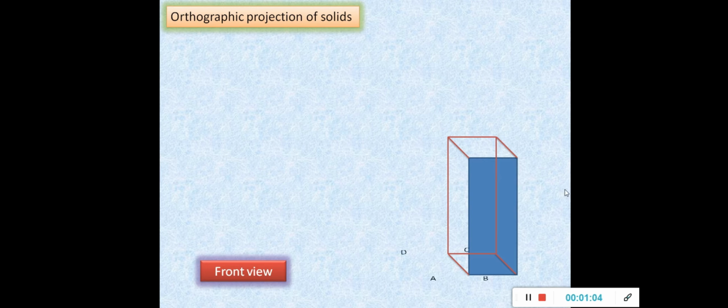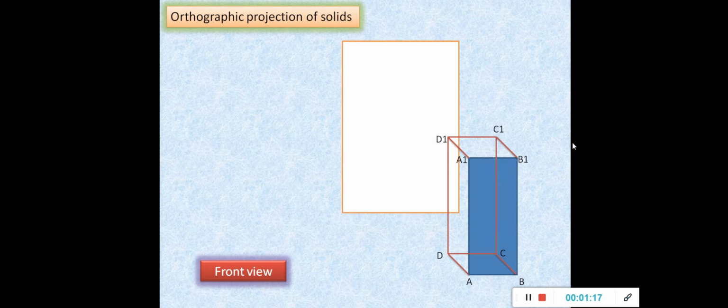Let us name the bottom surface as A, B, C and D in the counterclockwise direction. Also, we'll name the top surface, which is A1, B1, C1 and D1. Now let us have a plane here, which is a vertical plane.